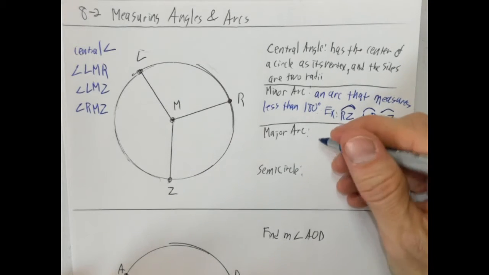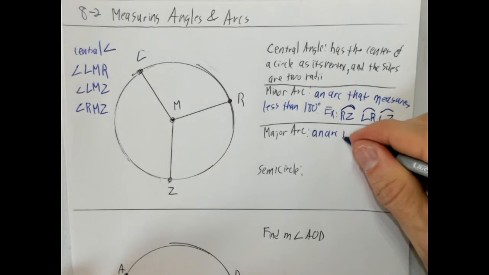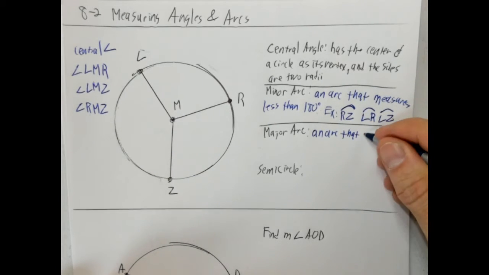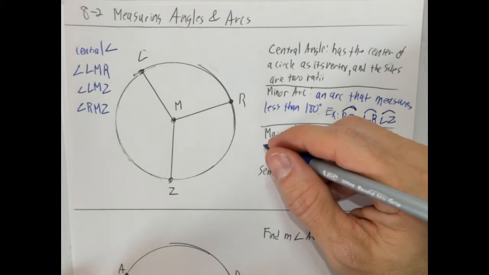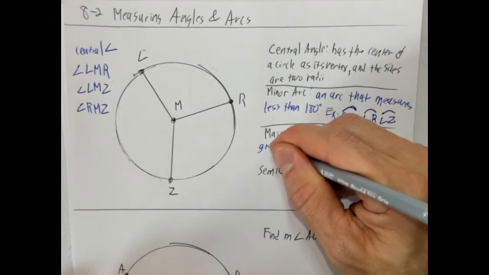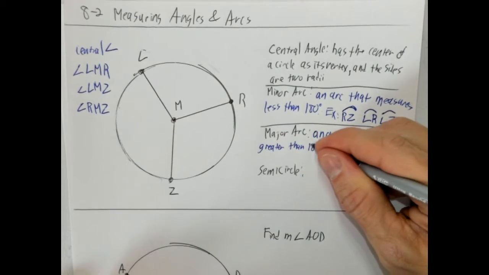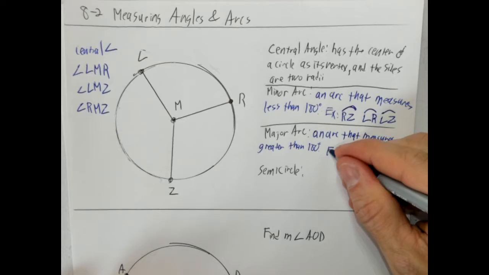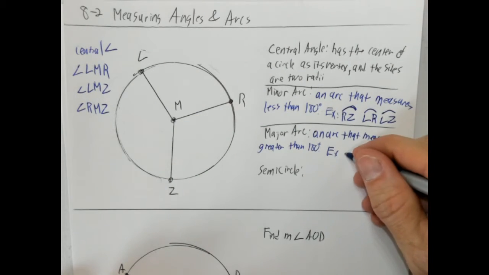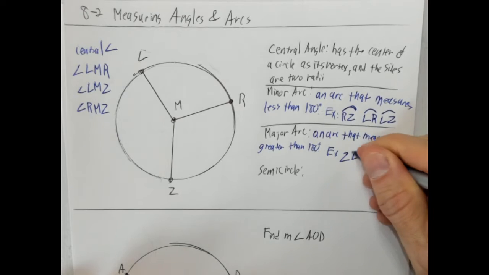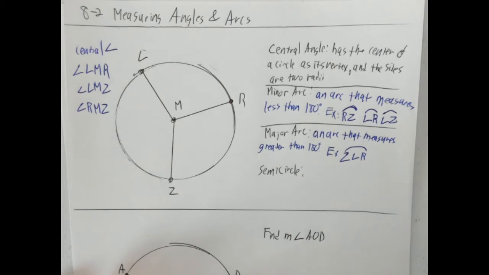Okay, a major arc is an arc that measures greater than 180 degrees. Okay, an example of that would be, let's say, Z to L to R. So ZLR, that'd be one. Or ZRL would work as well.